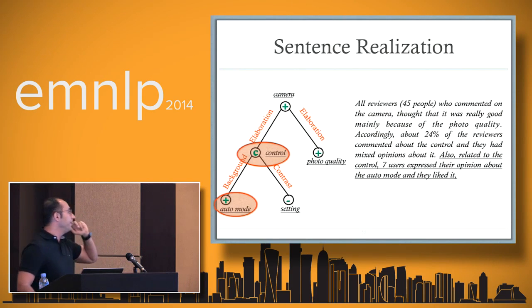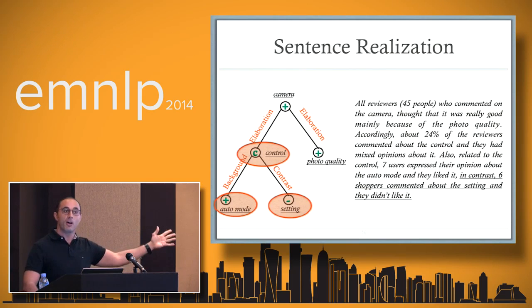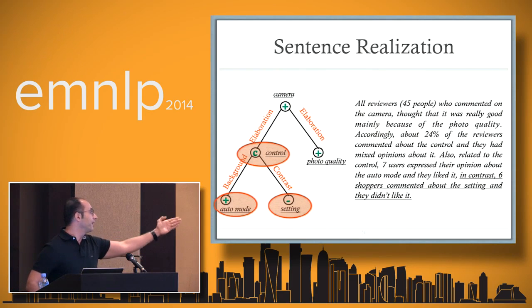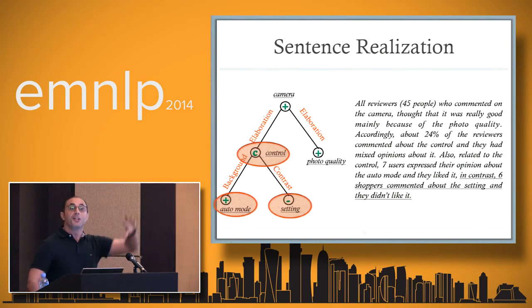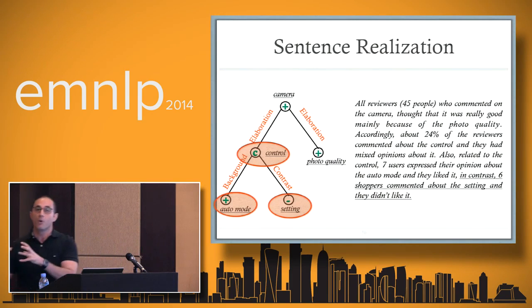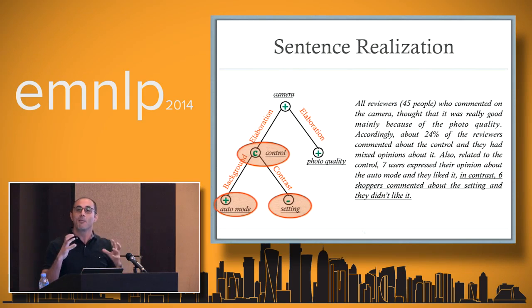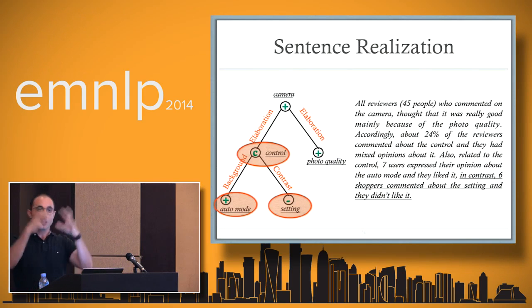7 users expressed their opinion about the auto mode and they liked it. You see the polarity is plus. And we go to the next one. When we go to setting, we see the polarity doesn't agree because it's minus, and at the same time the relation is in contrast. So we use a connective, in contrast. So we say in contrast, 6 shoppers commented about the setting and they didn't like it. So that's how our framework tries to generate the summary from rhetorical relations of the reviews.